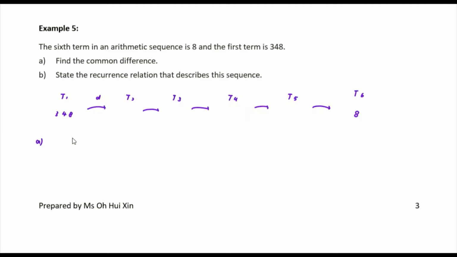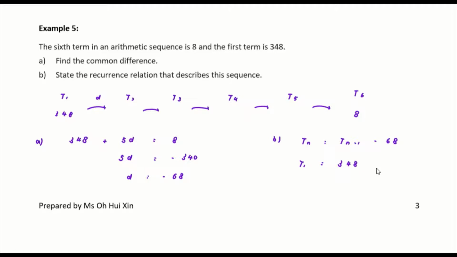So the 5D actually contributes from 348 to 8. Which means that you can write that 348 will need to plus 5D, then only equals 8. Am I right? 1, 2, 3, 4, 5. That's 5D that you add on 348 to get 8. So that's why 5D will be equal to negative 340. So that's why D will be equal to negative 68. Okay, so just by doing this, you have your answer. Now let's move on to B. The recurrence relation: the nth term is equal to the previous term minus 68. And you already have your first term, which is 348. Okay, so just like that, I hope you can get the idea.